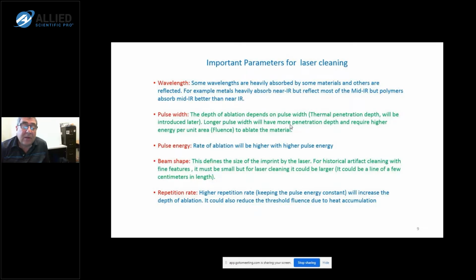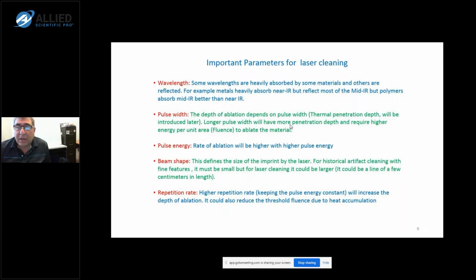So the pulse duration is a factor that you have to take into account, especially if you don't want to damage the substrate. Then there's the pulse energy. Of course, higher pulse energy would increase the rate of ablation. The beam shape, depending on what you're cleaning, if you're cleaning a historical structure with lots of nooks and crannies, you want to use a smaller beam so that you can clean very small areas, complex shapes.